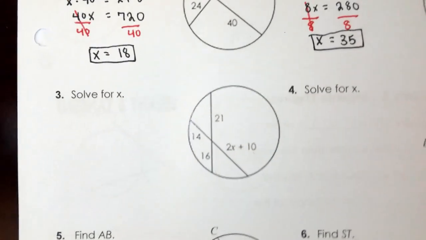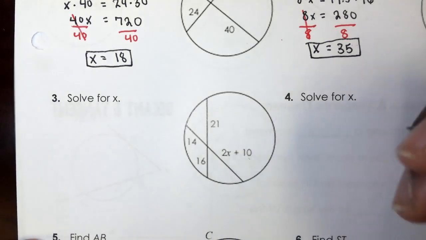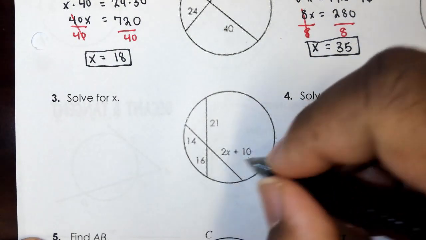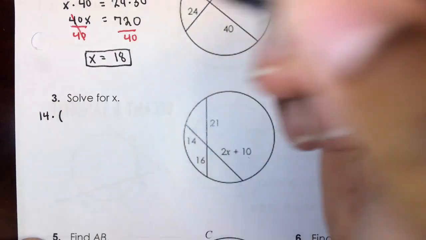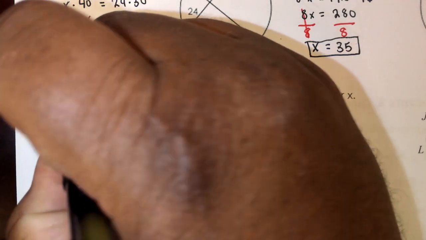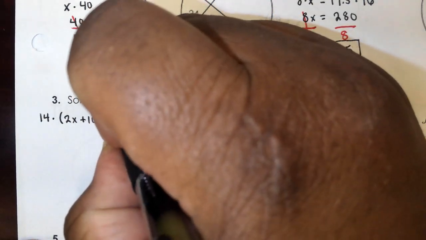Moving on. Number 3. Same thing, just now we adding expressions. If I only got one variable, I'm always going to keep it on the left. So I'm going to do 14 times this expression, 2x plus 10 equals 16 times 21.